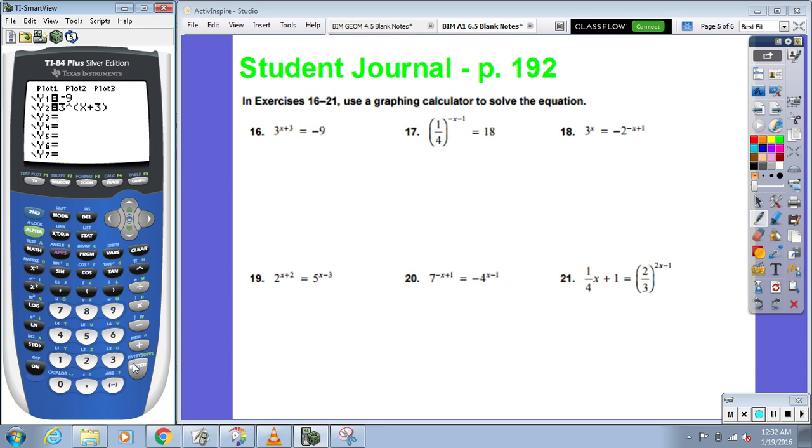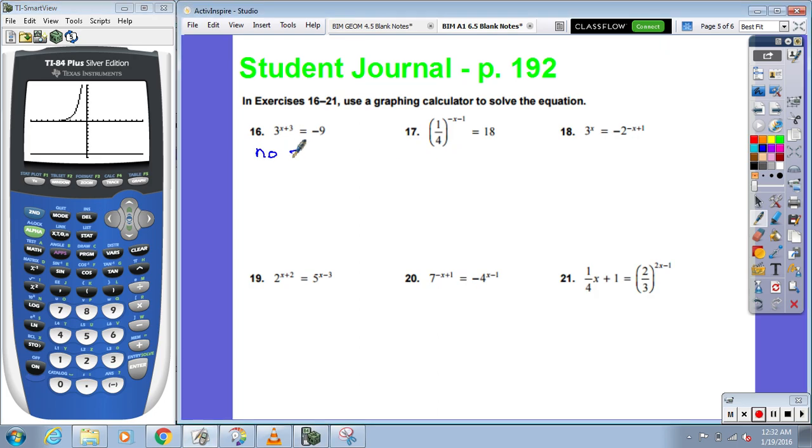Alright, so when I do this and I graph it, what I end up with is the line at negative 9, and then I have my curve. Now I want to see, is there any point where these overlap? And if you look at these, we can pretty confidently tell by looking that these don't overlap, and so I can say, since there's no intersection, that there is no solution. So look at number 17 and see what happens.